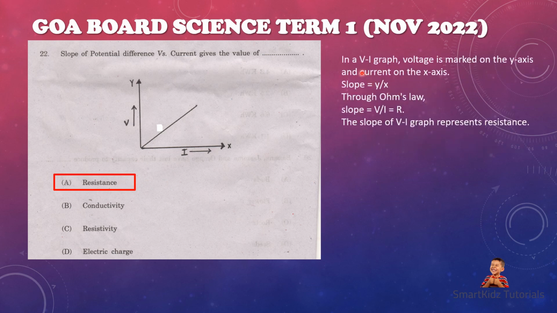Here you go. In a VI graph, voltage is marked on the y-axis and current on the x-axis. So the slope is actually y upon x. If y here refers to V and x here refers to I, which is the current, then as per Ohm's law, we get y upon x equal to R, or V upon I equal to R. R is resistance. Therefore, the slope of the voltage-current graph represents resistance.